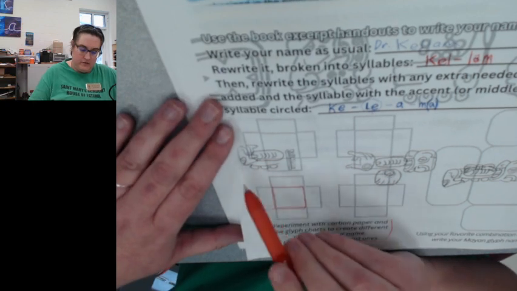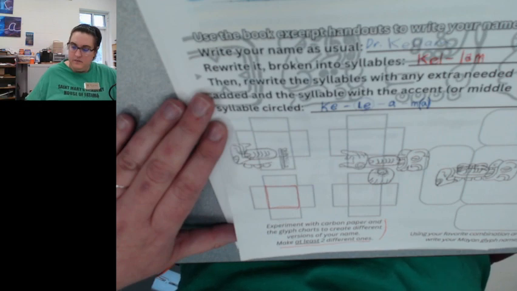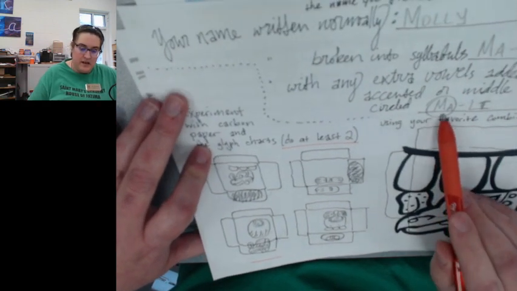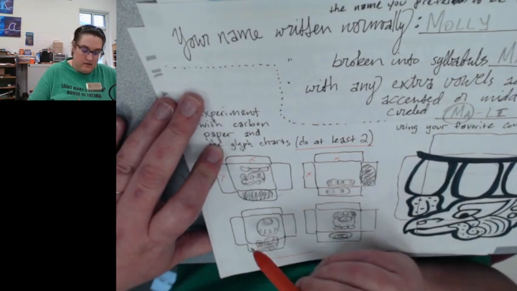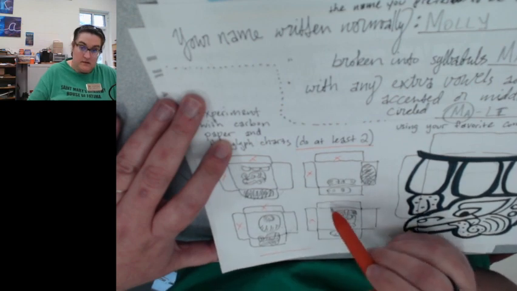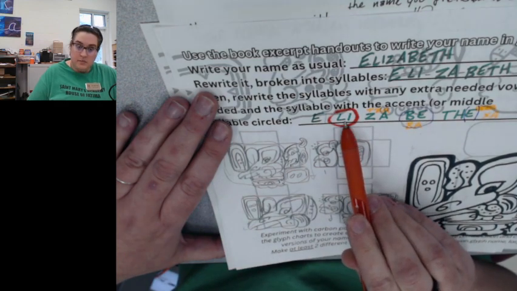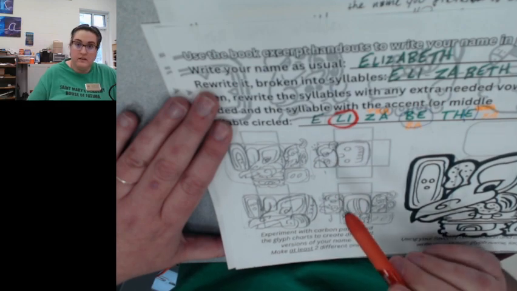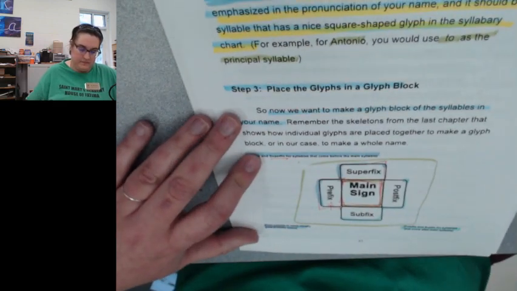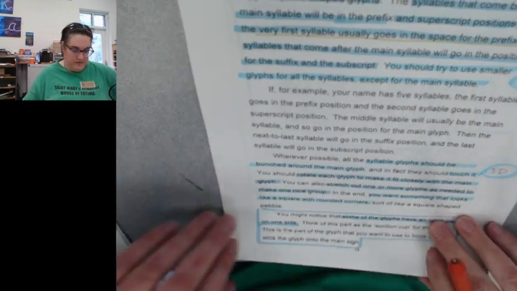So Dr. Kellum found a hand to connect to that middle symbol, this here. With Molly, the main syllable, ma, doesn't have anything before it, so I don't have anything in those spaces. In Elizabeth, the second syllable is the main one, so I have my first syllables over here in that prefix area. Wrong way. There we go. All right.